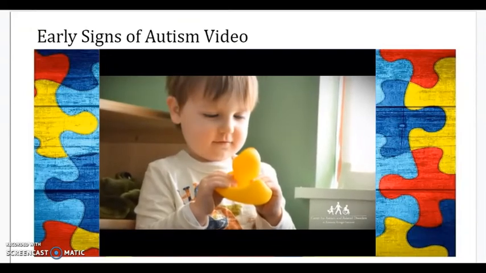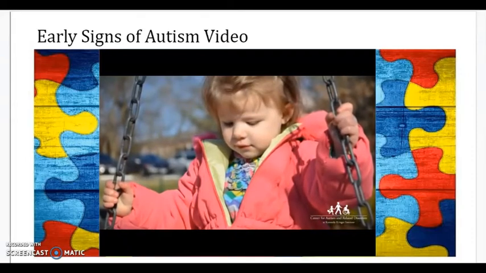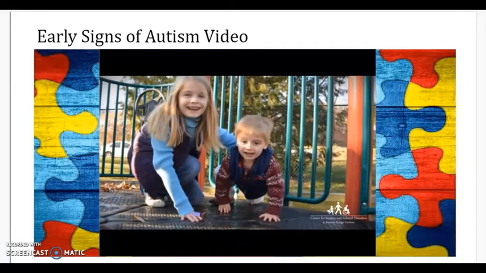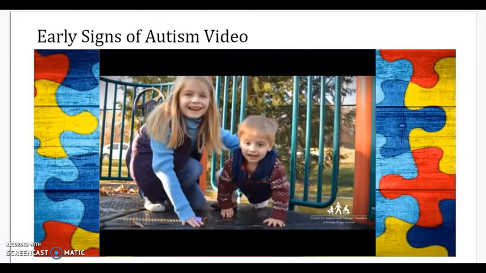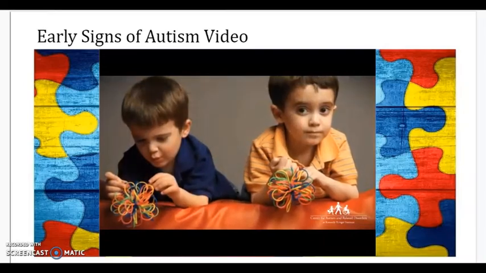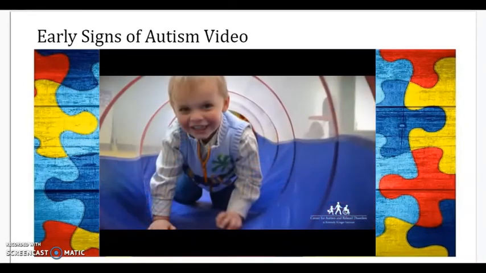ASD is a neurodevelopmental disorder affecting multiple aspects of development, especially social and communication skills. Children with ASD often show unusually intense interests in certain objects or sensory experiences. They may repeat certain behaviors over and over again. The signs of ASD are not transient, but rather persist over time.